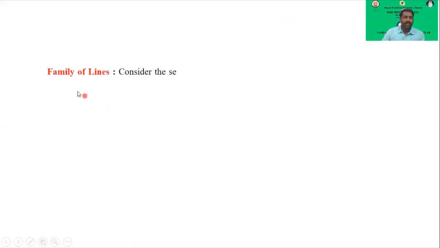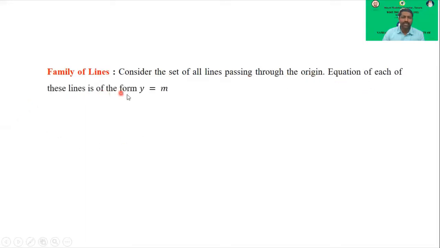Now, last point, family of lines. Consider the set of all lines passing through the origin. Equation of each of these lines is of the form y is equal to mx. So every equation has the form y is equal to mx if that line passes through the origin. So set of all lines passing through origin has the form y is equal to mx. Such set of lines is called family of lines. Here for different values of m, we will get different lines. So these are the family of lines.